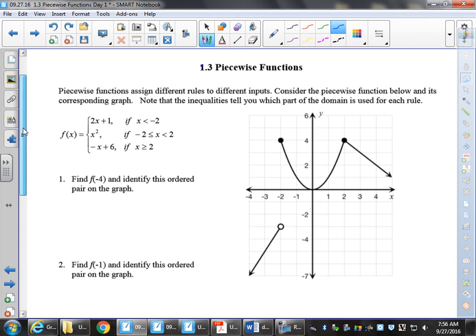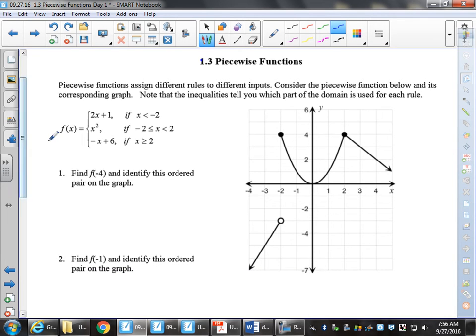Piecewise functions assign different rules to different inputs. So for example, if we look at 2x plus 1, what rule applies to 2x plus 1? Straight across, what does it say? Right, so that's what we mean by rules. This rule for x applies to this piece. What applies to x squared?